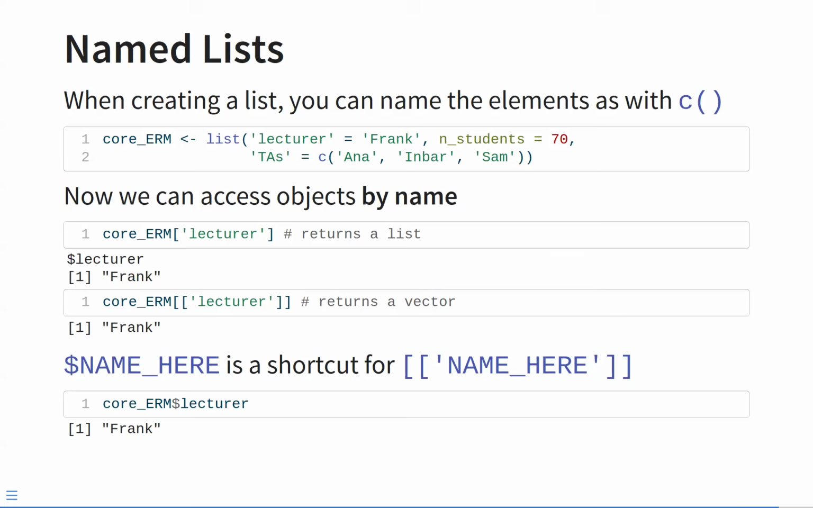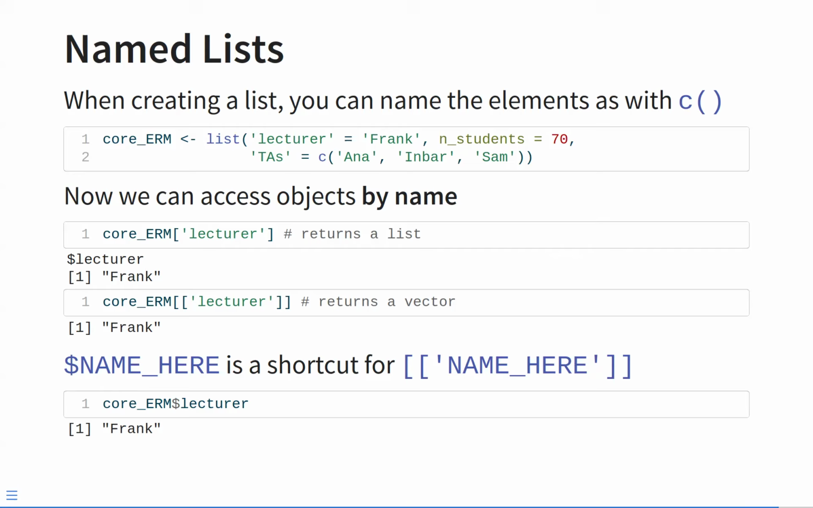Lists can be named. So when you create a list, just as we did with the concatenate function for atomic vectors, we can do with the list command for lists. So here is a list for ERM that contains some information: lecturer, which is character information, number of students, and then a vector of TAs from a previous iteration of the class. So we can access these elements by name.